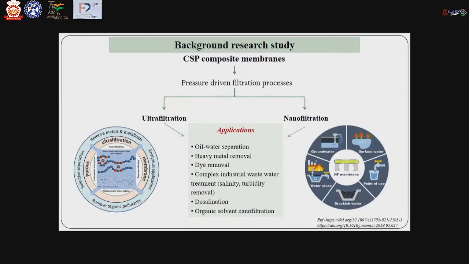CSP composite membranes have also been applied in pressure-driven filtration processes. Their application is limited to date. However, they include oil-water separation, some heavy metal removal by polymer-enhanced ultrafiltration, dye removal, complex industrial wastewater treatment, desalination, and most importantly, this category of CSP composite membranes has recently been studied in organic solvent nanofiltration.